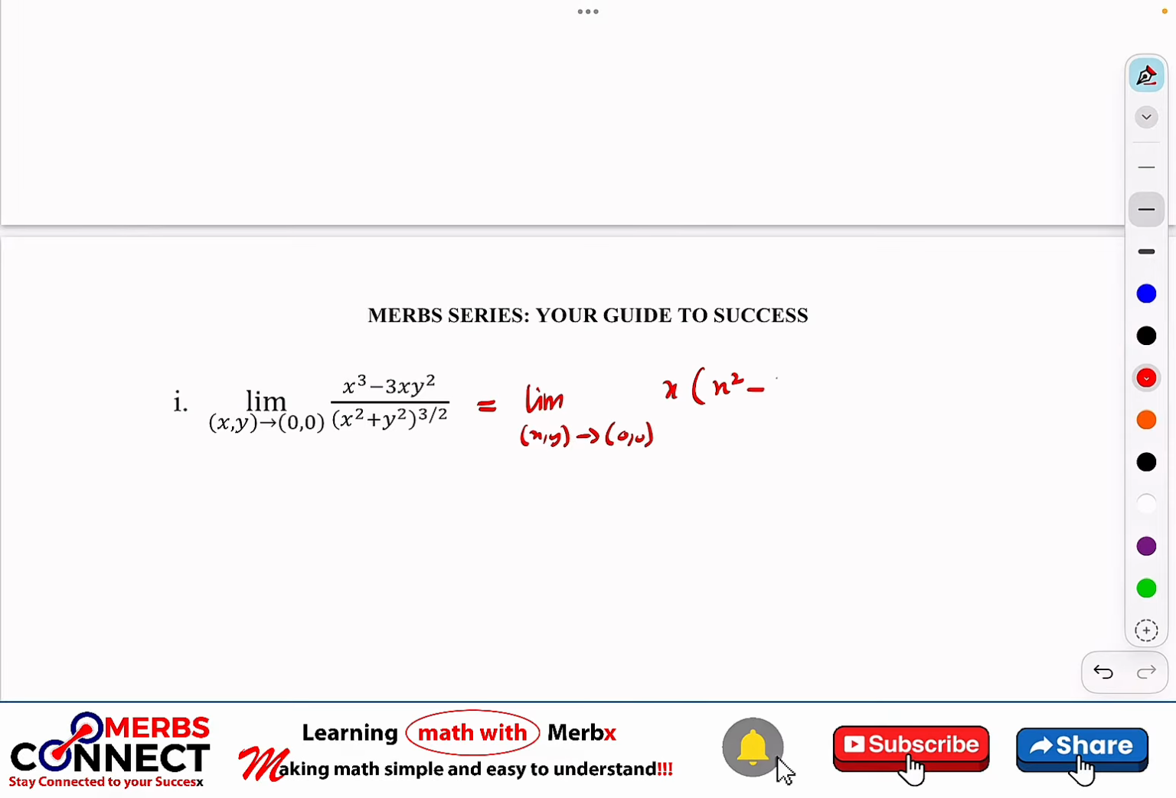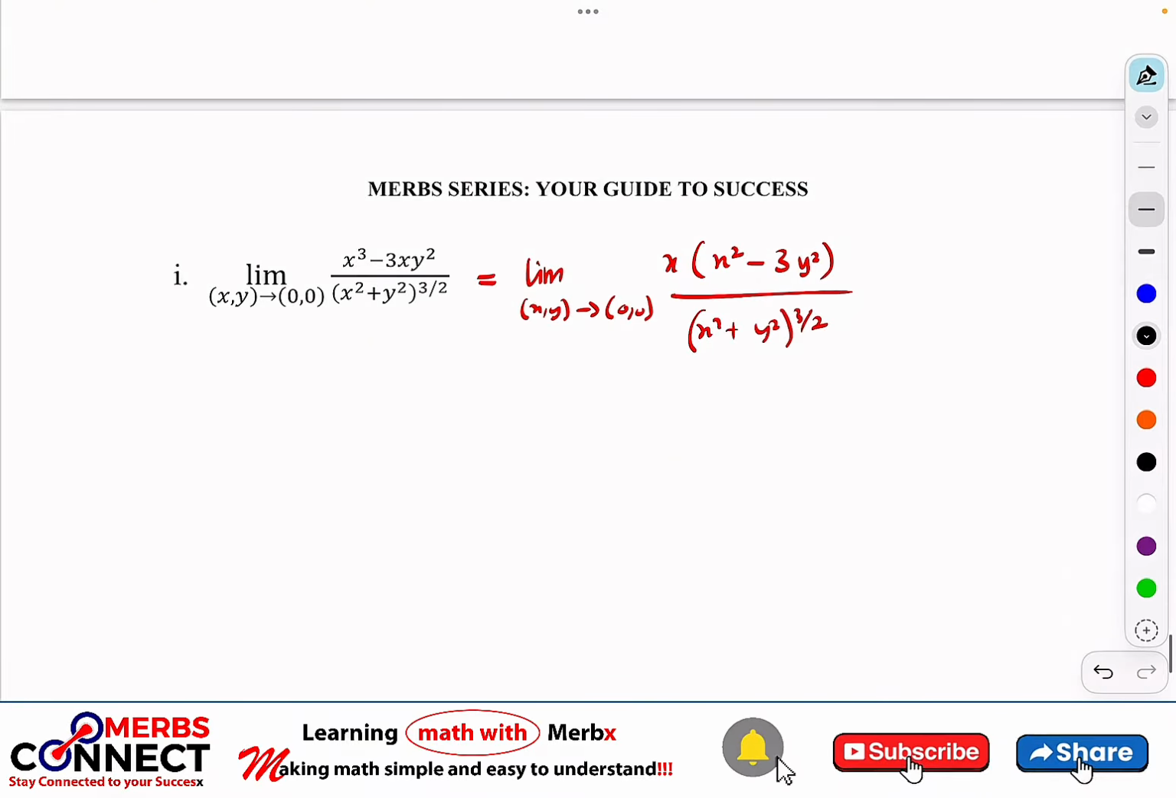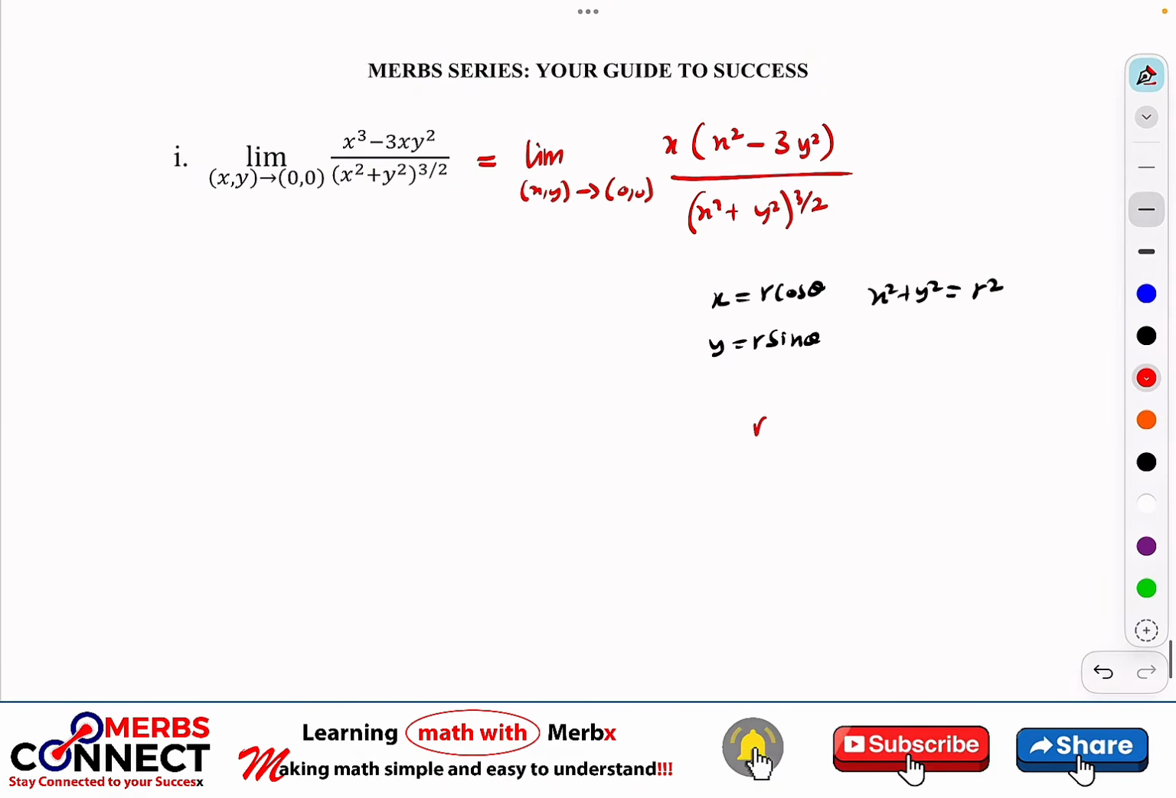But okay, fine, we can still do that. And then y squared divided by x squared plus y squared to the power 3 on 2. So this is what you are going to get. Don't forget, x is equal to r cos theta, y is equal to r sine theta, x squared plus y squared is equal to r squared. And here, x and y is approaching 0, 0. So r squared should be approaching 0.